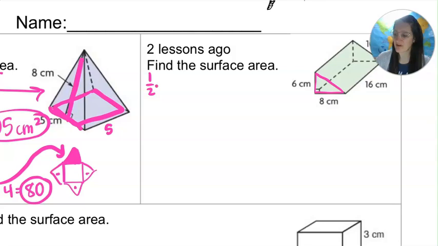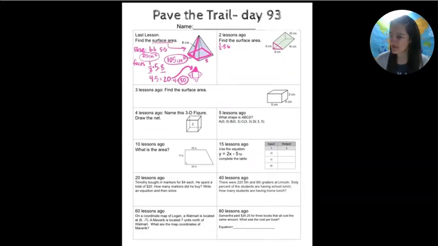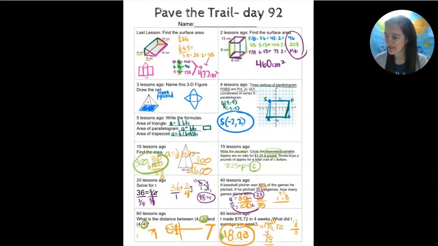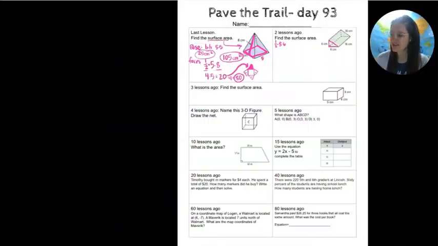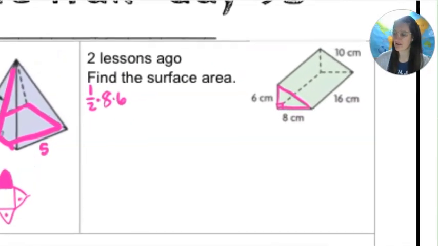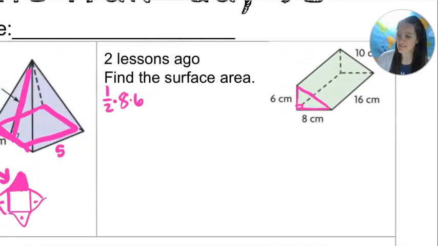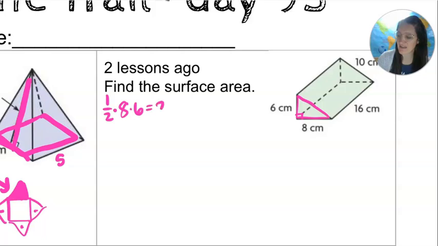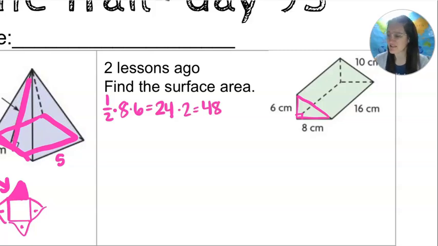Because it's a triangle, we're going to go base times height. And there's our 90 degree. It's the exact same one we did yesterday. Perfect. You should be able to do this on your own now. So 8 times 6 is 48. Half of that is 24. Because there's 2 of them, we're going to say that that's 48.